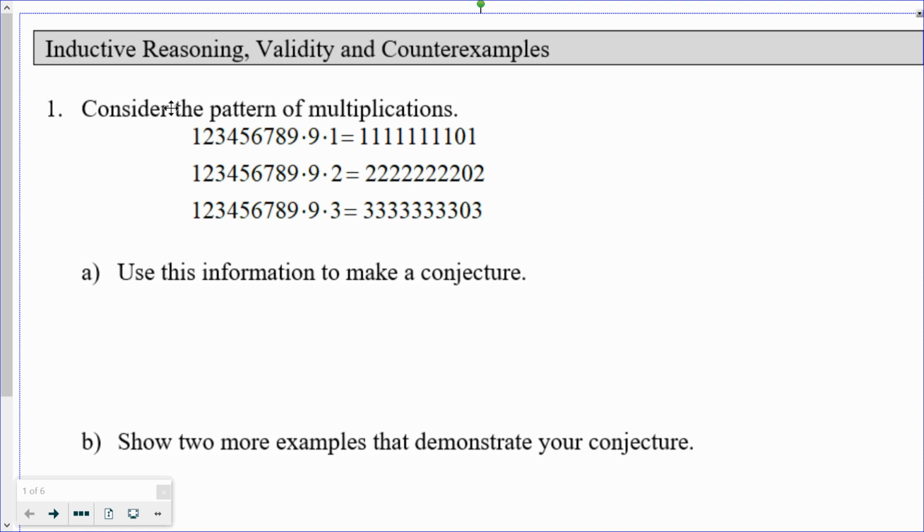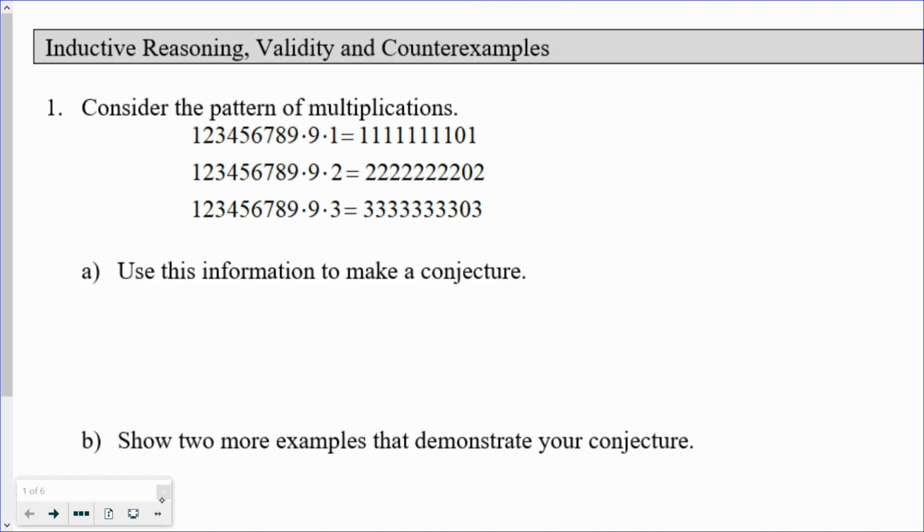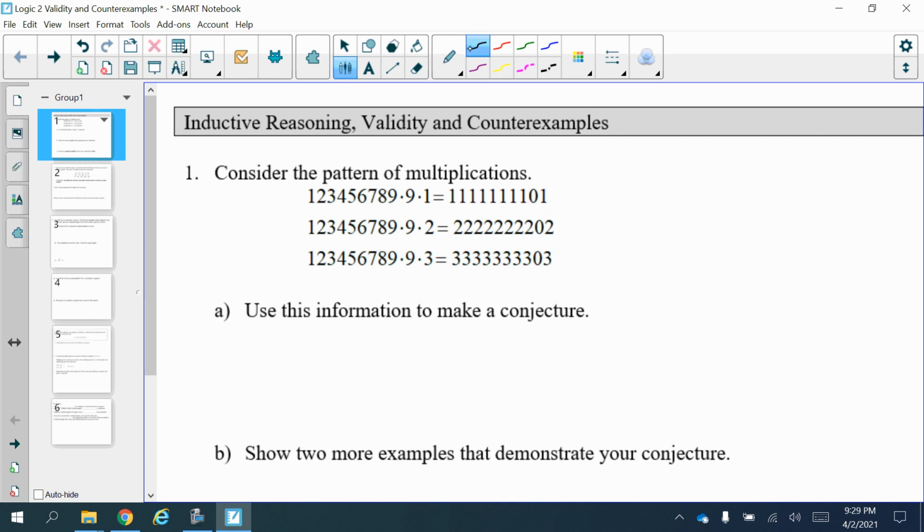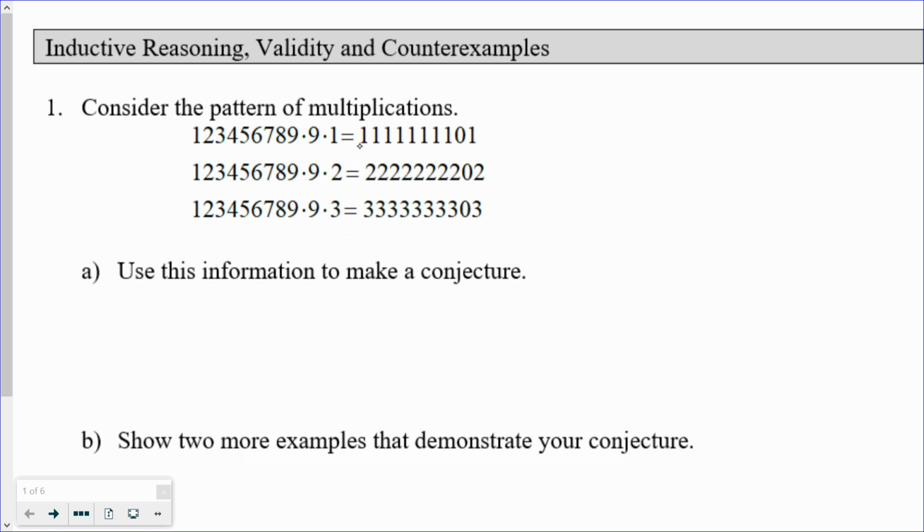The first one says consider the pattern of multiplications. If I take 1, 2, 3, 4, 5, 6, 7, 8, 9 and multiply it by 9, and then multiply it by 1, it's equal to 1, 1, 1, 1, 1, 1, 1, 1, 0, 1. If I take that same number, multiply it by 9 and multiply it by 2, this is the next number. Then take that number, multiply it by 9 and multiply it by 3, I get that number.